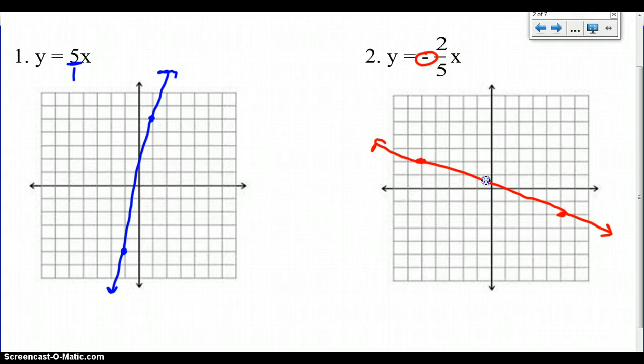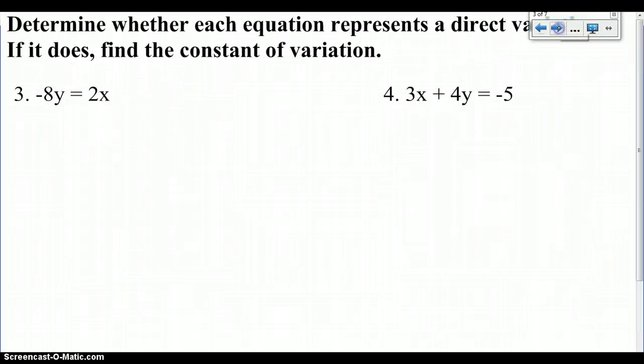I want you to notice, I know it's really badly drawn, but these should both go directly through the origin of 0, 0. I know they're really badly drawn, but they should go directly through. That's what a direct variation is. It has no y-intercept, so it does not move up or down at all. Okay? So keep that in mind when we do the next problems.